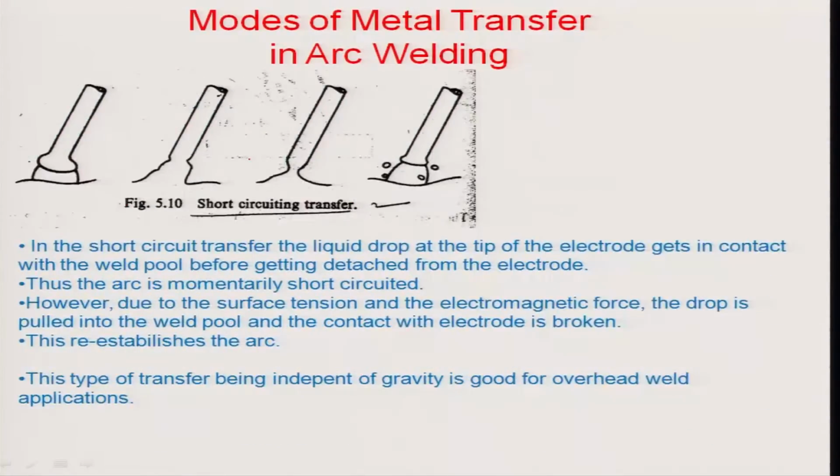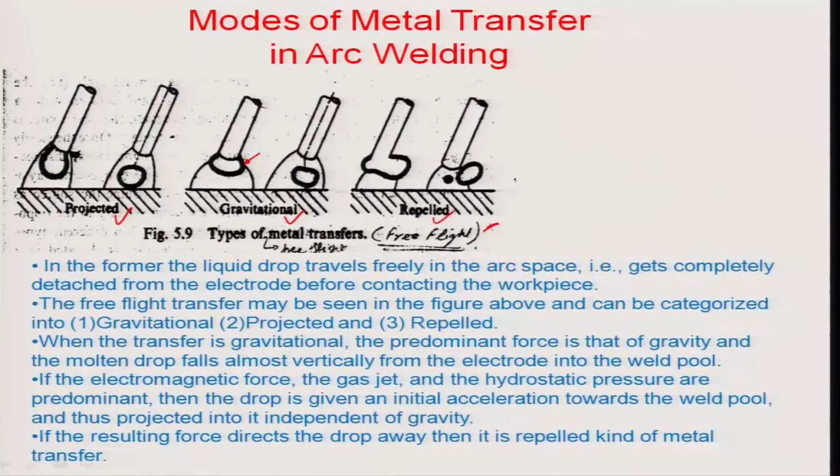So, this is the free flight mode, that means the droplet has separated from the electrode, and the other mode that is available is the short circuiting mode, where you are seeing that the droplet is still in between the electrode and the workpiece. So, this is the workpiece, this is the electrode, and it is making a contact between the electrode and the workpiece, and this contact gives rise to an increase in the current, etc. And so, this is called a short circuit transfer. Okay. So, in one case the drop comes free in flight, in another you have a momentary connection between the electrode and the workpiece, and that is called a short circuit transfer of the metal.